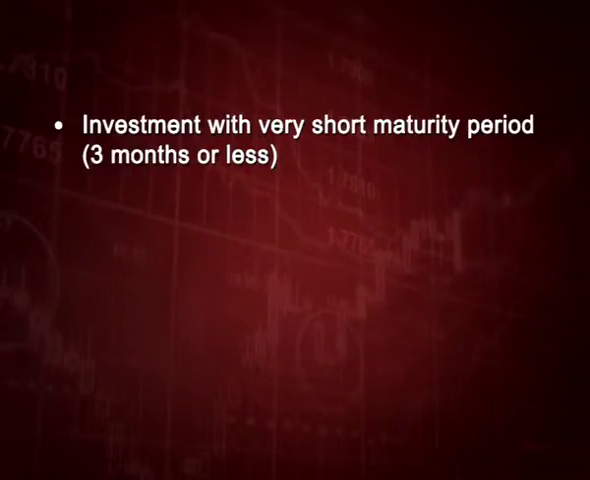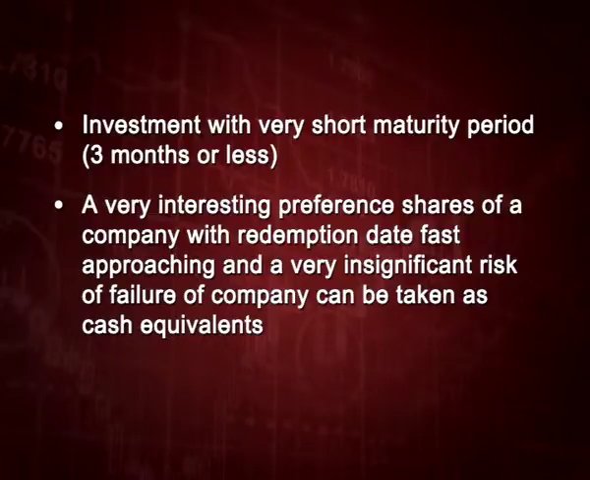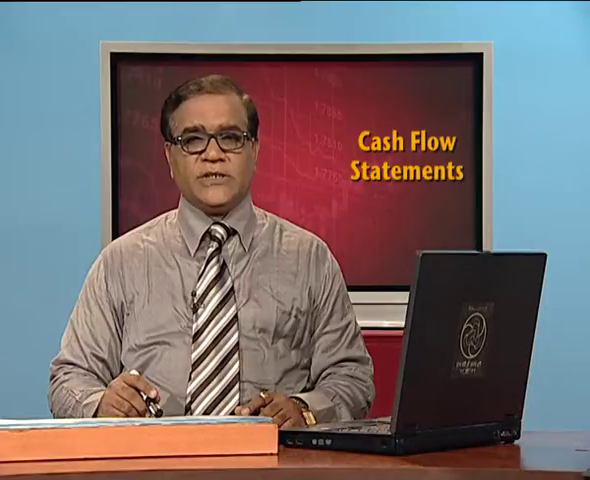Investment with very short maturity period, that is 3 months or less, are included in this category. A very interesting point is that if we acquire preference shares of another company with redemption date very fast approaching and there is a very insignificant risk of failure of the company, it can also be taken as cash equivalent, though generally we do not take investment in shares in cash equivalent, it is taken in investing activity. But if this is the case, that is a very fast maturity is approaching, then we can take it as cash equivalent. The next important term is cash flows.